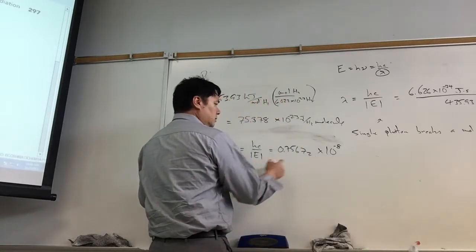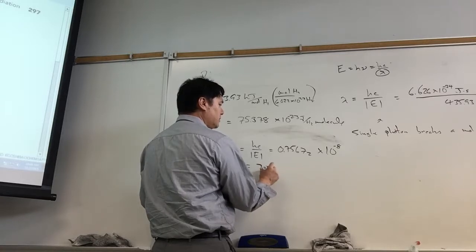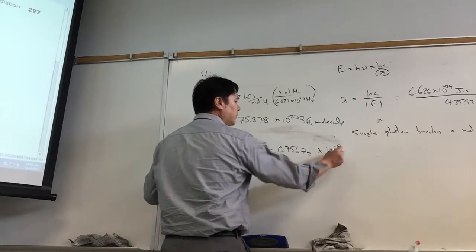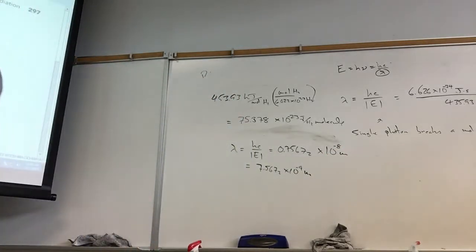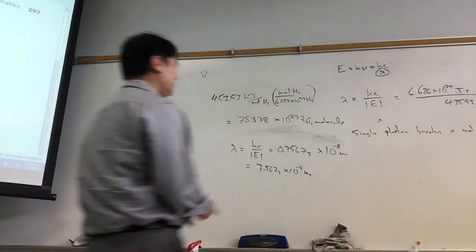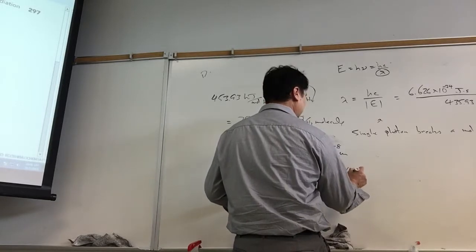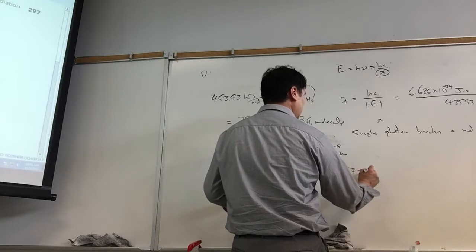And so we're going to get 7.5672 times 10 to the minus 9 meters. Why did I pick minus 9? Do you know what minus 9 is? Minus 9 is called a nano. This is a nanometer. This is 7.5672 nanometers.